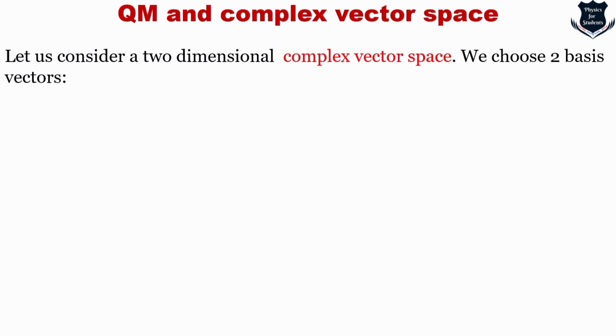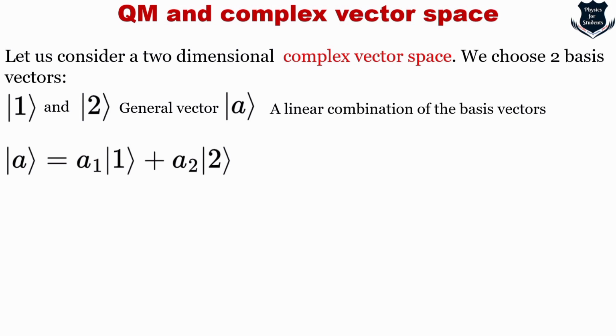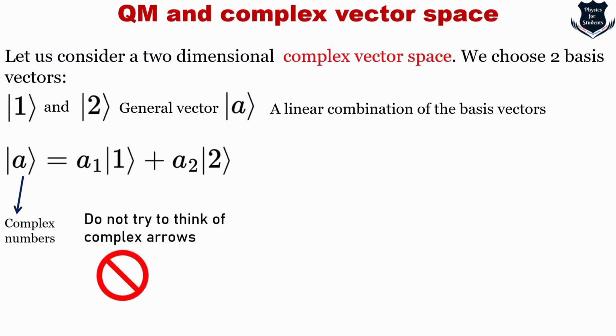Okay, let us consider a two-dimensional complex vector space, again as an example, and we choose two basis vectors, 1 and 2, just for the sake of giving you an example. Now if I take a general vector A, then a linear combination of the basis vectors yields a1 times 1 plus a2 times 2. This is now a complex number, and let us not try to think of complex arrows, because things will get more complex. That is why I told you that vectors are not always arrows, and sometimes it becomes very weird, so let us not think about it.